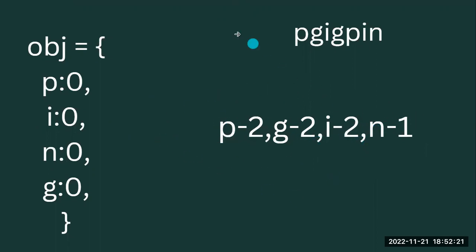So how many pings can we form using this? We have to find the minimum. Why minimum? Because if you want to make two pings, then p is available two times, g also and i also are available two times, but n is available only once. One ping is completely formed, and if you want to make another ping, then n is not present. So how is ping possible? Not possible.